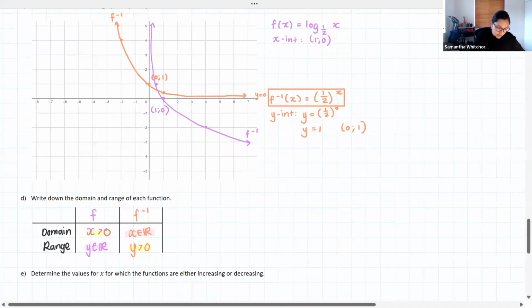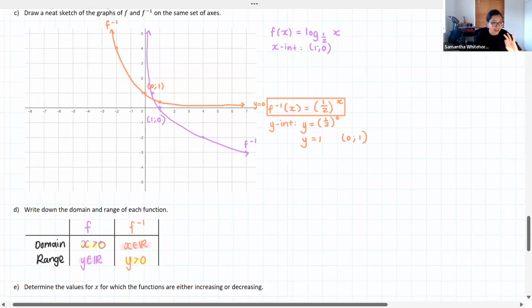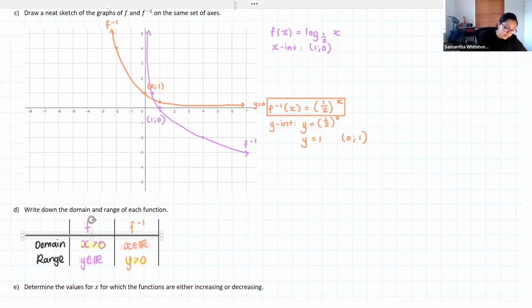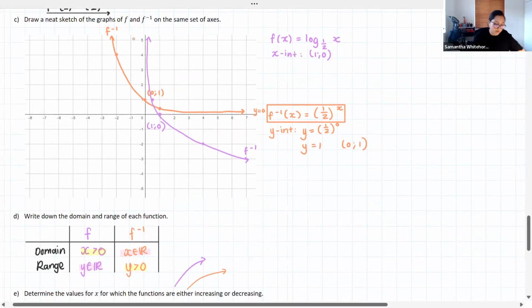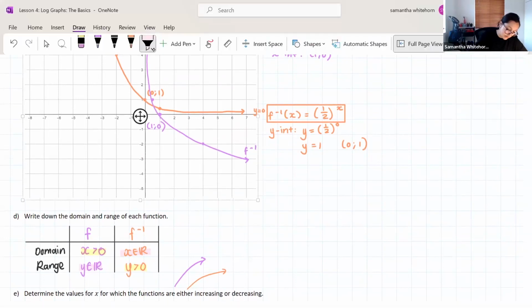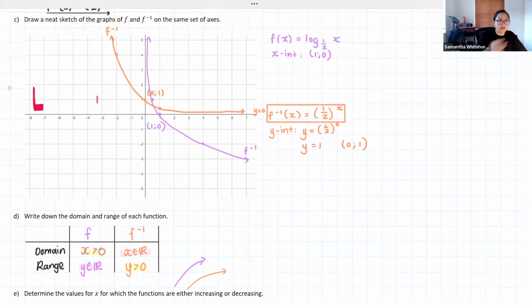Right, if we go to question E, it is asking to determine the values for x for which the function, so both of them, are either increasing or decreasing. When we decide whether or not a function is increasing or decreasing, we read our graph from left to right. That's really important. Sorry, guys, technology. We go to the left-hand side of our graph and we read left to right.